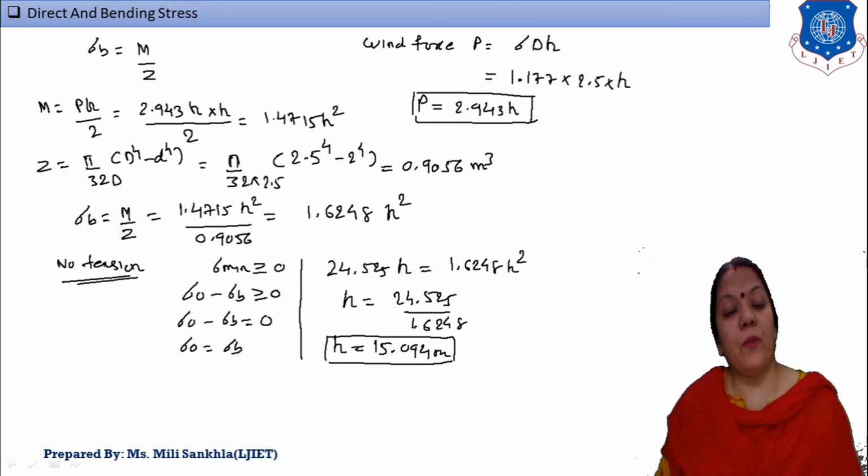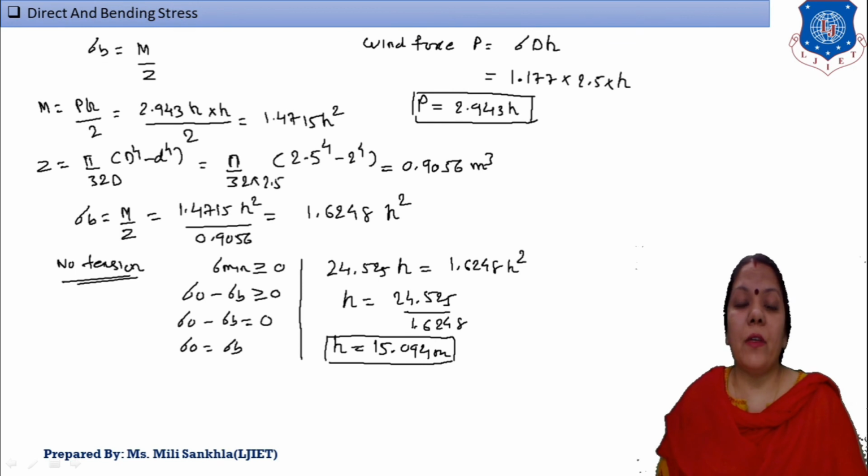In the first example we found sigma max and sigma minimum, and in this given example we found the height of the chimney for the no tension condition. Now today we stop our session here, and in the next session we solve the example of a rectangular chimney.